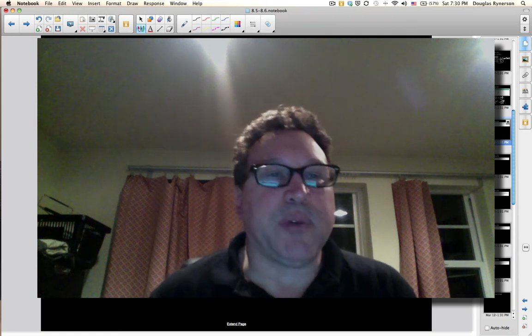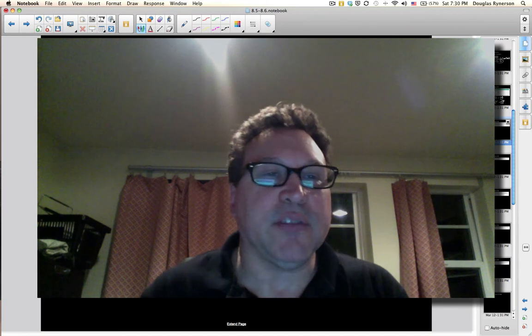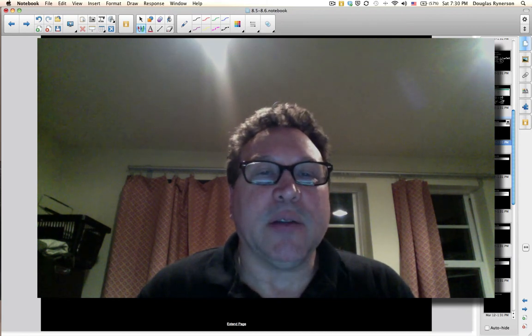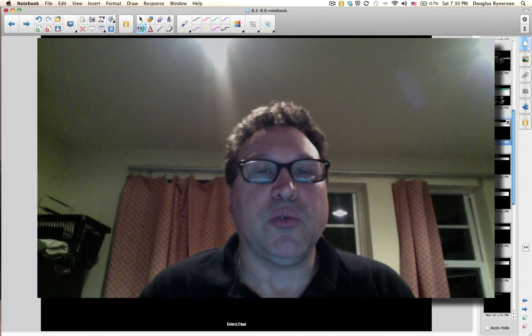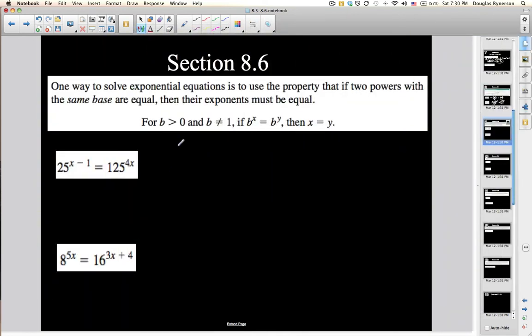In section 8.6, we're going to work with combining the different things that we have learned about logarithms in order to solve equations. One way to solve exponential equations is to use the property that if two powers with the same base are equal, then their exponents must be equal. But in order for me to do that, I must have the same base.